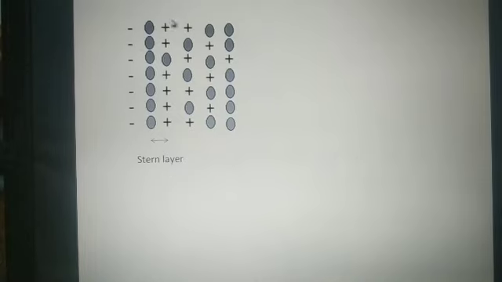The concept of the streaming potential, the electrokinetic potential, was first discovered by Kunicke, and while discussing it he described only this separation of electrical layers, a negative charge layer and then a positive charge layer. The dimension of this layer is so small, and it is termed the Stern layer: one array of negative ions, one array of positive ions. But it was later modified by Gouy and Chapman.